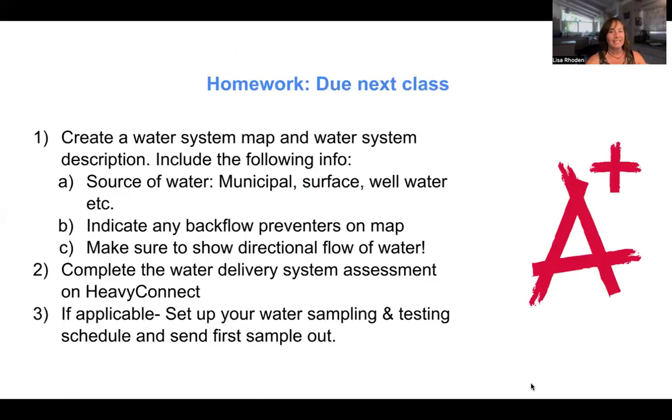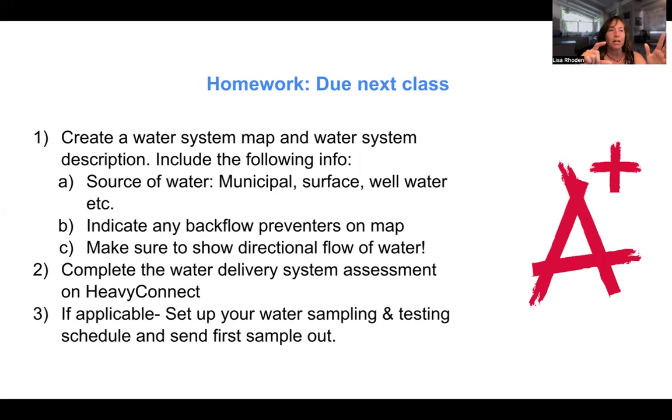So that is it. It's a lot. It's a big information dump. Really quickly, I'm going to go through the homework and then we'll have some time to discuss. But the first thing we're going to ask you to do this time around is create your water system map and description. So this can be one page with your map and a short description written on there.